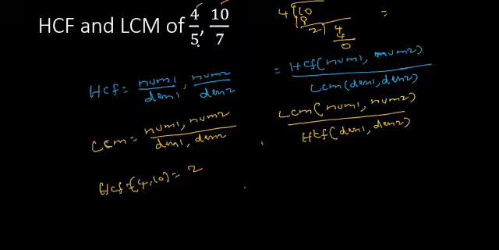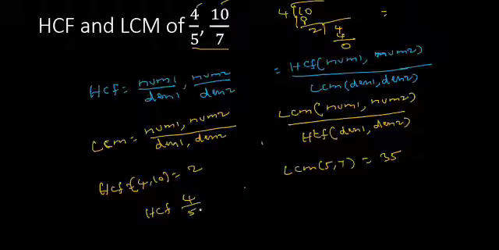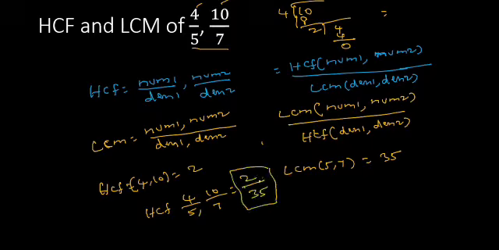Now, what we have to do? We have to find the LCM of 5 and 7. Both 5 and 7 are co-prime to each other, so we can directly multiply. 5 into 7 is 35. So the answer for the HCF of 4/5 and 10/7 is equal to 2 divided by 35. This is the HCF answer.